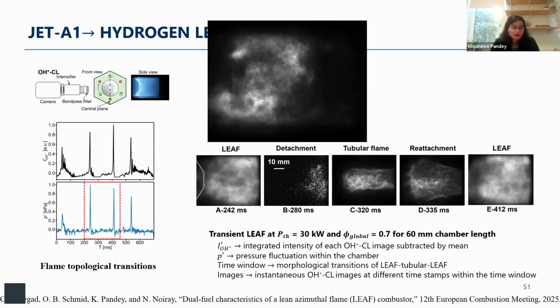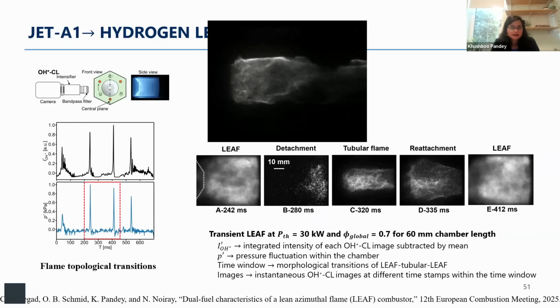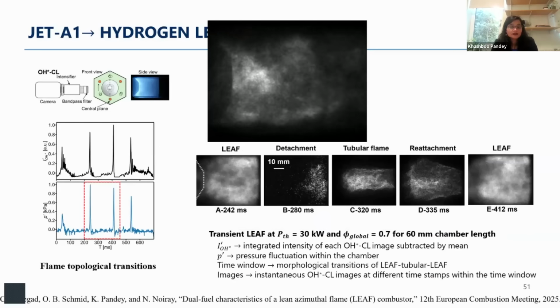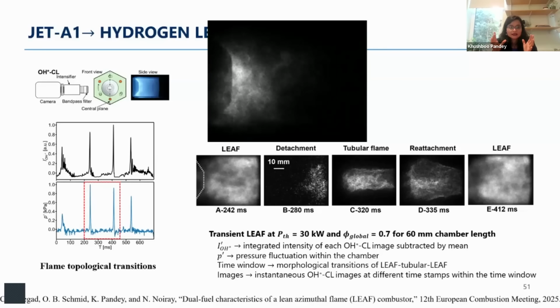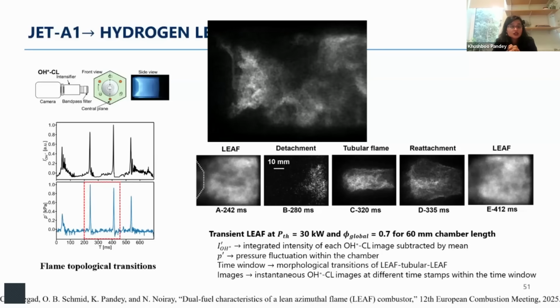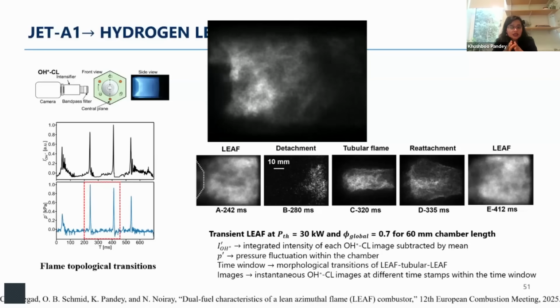Again, here is the same hydrogen to leaf transition. One thing about the leaf, and I will elaborate more on that if there are any questions, is that the leaf is modular in its design. So the chamber length can also be varied. Till now, we presented the results for a fixed chamber length.